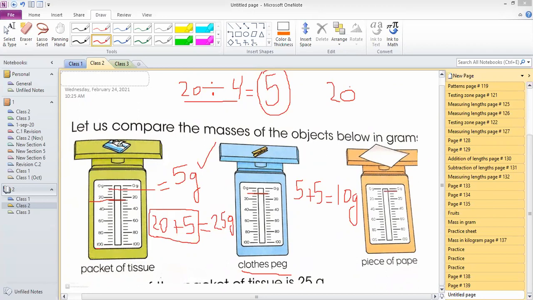Check the reading. Look, this is the point. Here, this is the needle. Check, you know that one interval is equal to 5 gram. Look at this. You know that one interval is equal to 5 gram. Check how many intervals there are after zero and tell me the weight.